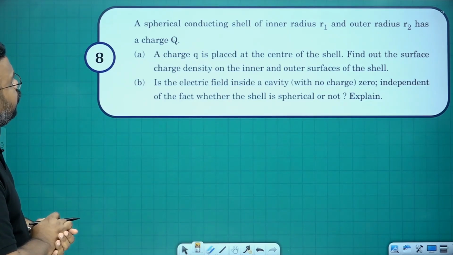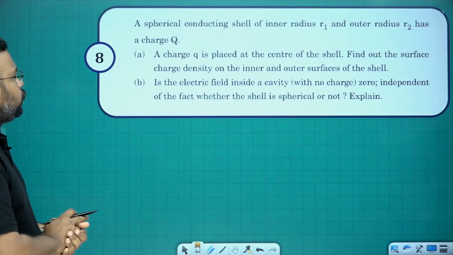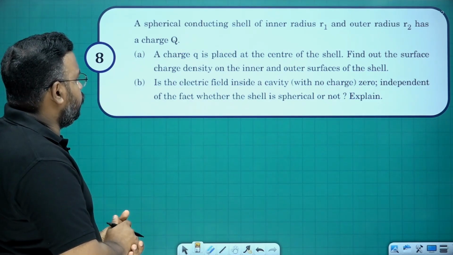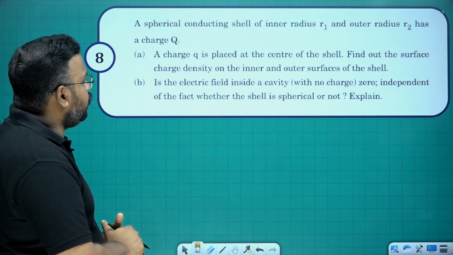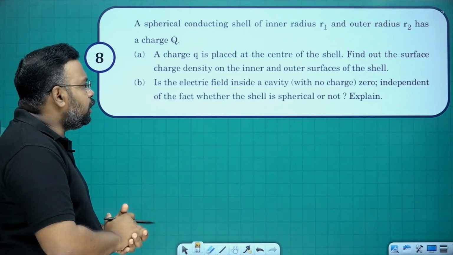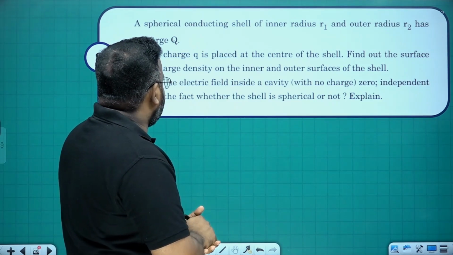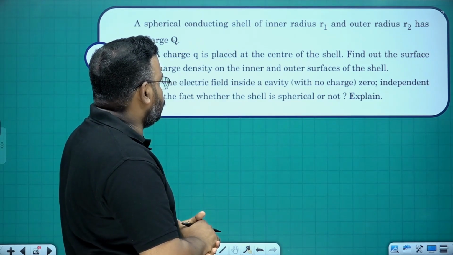Question number 8. A spherical conducting shell of inner radius r1 and outer radius r2 has a charge q. A charge q is placed at the center of the shell. Find out the surface charge density on the inner and outer surface of the shell. Is the electric field inside the cavity 0, independent of the fact whether the shell is spherical or not? Explain.